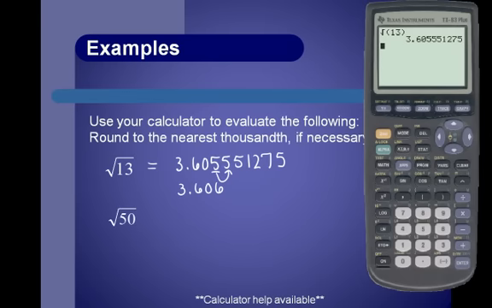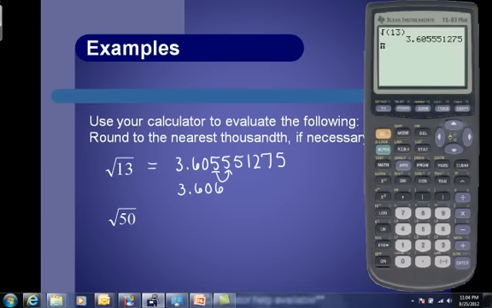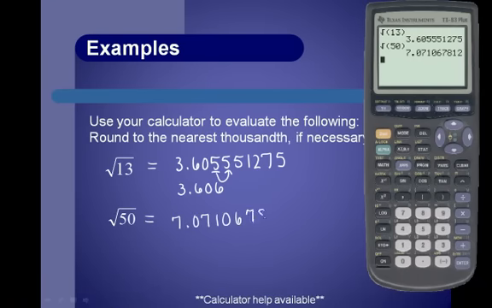The square root of 50. So we are going to do the second square root of 50, close the parenthesis, and that would give us 7.071067812. Rounding that to the nearest thousandth, 7.071. Then the last one, the third root of 98.